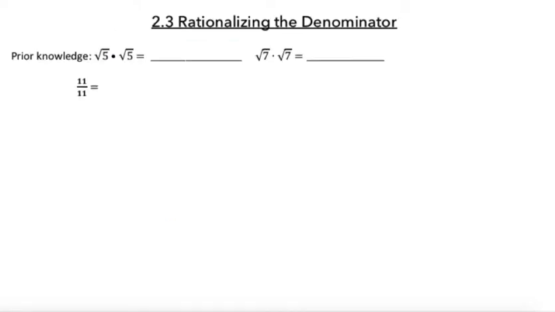There are a couple things that we need to make sure that we are remembering from our prior knowledge. That when I take something times itself, I get the square root of 5 squared, which simplifies just to 5. Same thing here, square root of 7 times itself is the square root of 7 squared. Square root and squaring is an inverse operation, so it cancels it out.